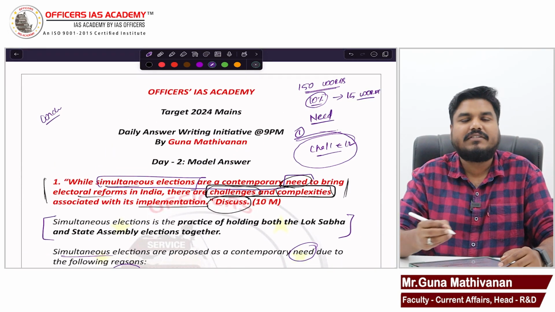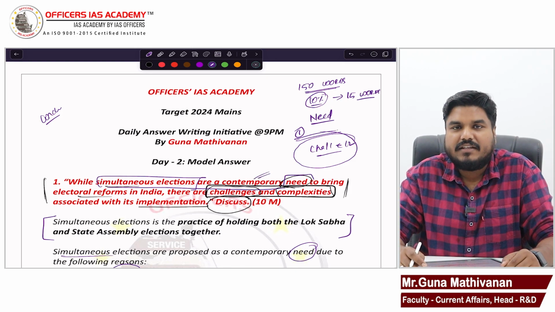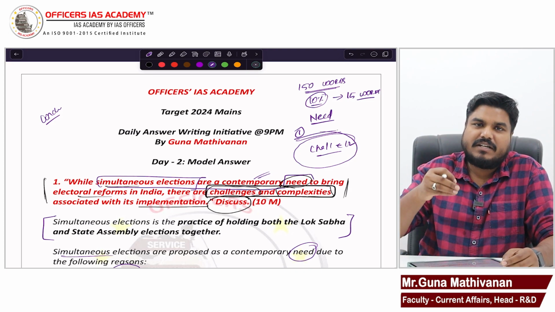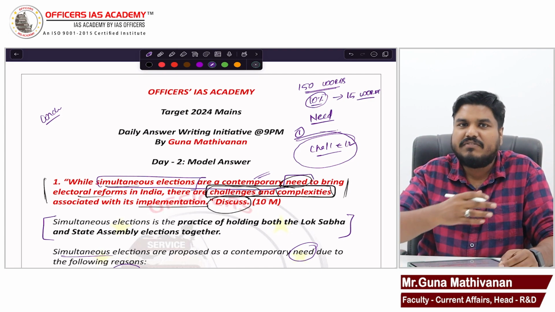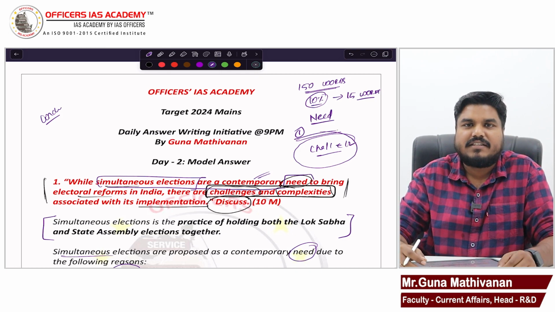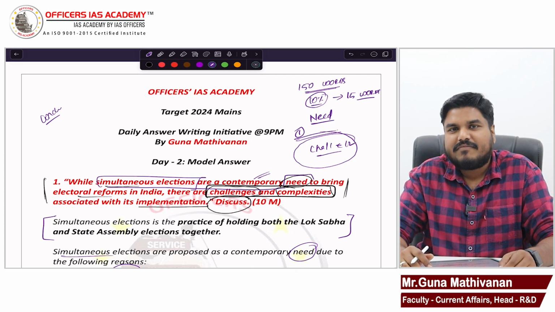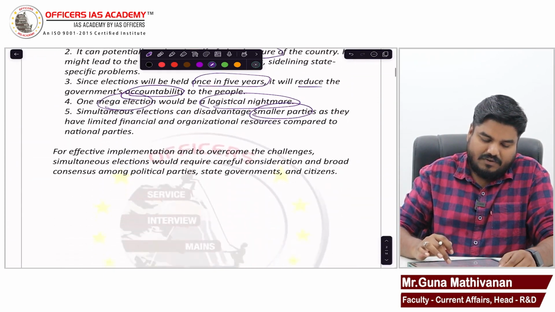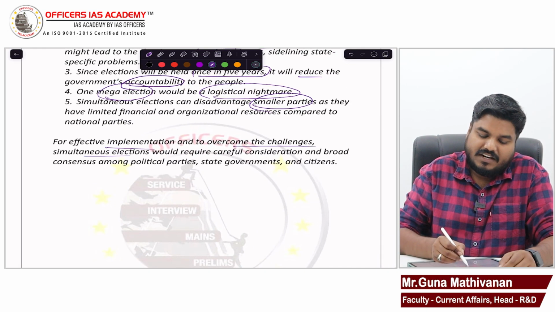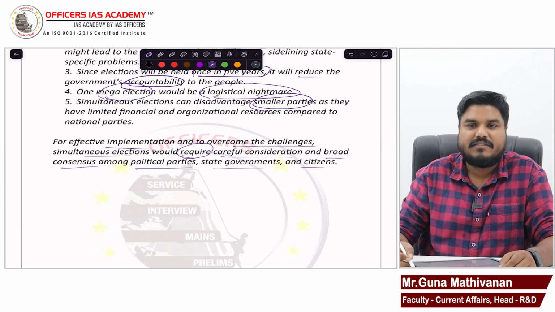Give a one line conclusion. Yes, simultaneous elections are a contemporary need, but for successful implementation, what is required is careful consideration and broad consensus among political parties, state legislatures, as well as citizens. One line conclusion. So here I have given the conclusion: to overcome the challenges and for effective implementation, simultaneous elections will require careful consideration and broad consensus among political parties, state governments, and citizens.